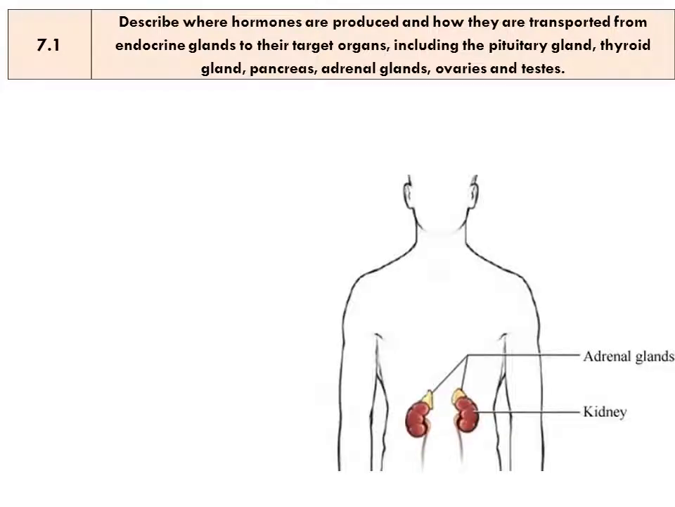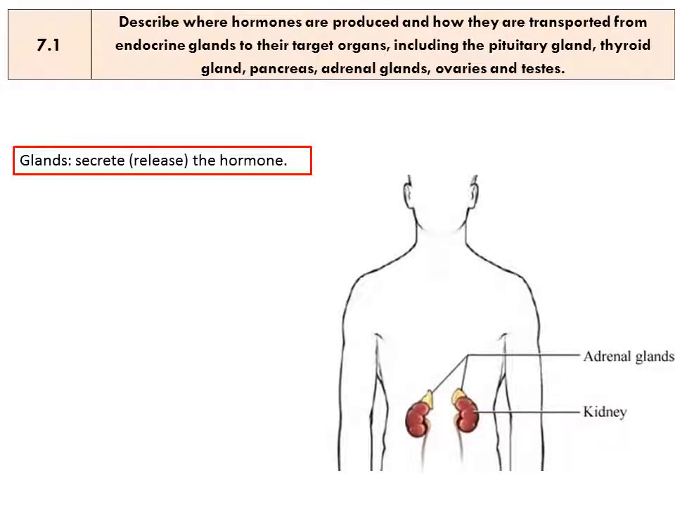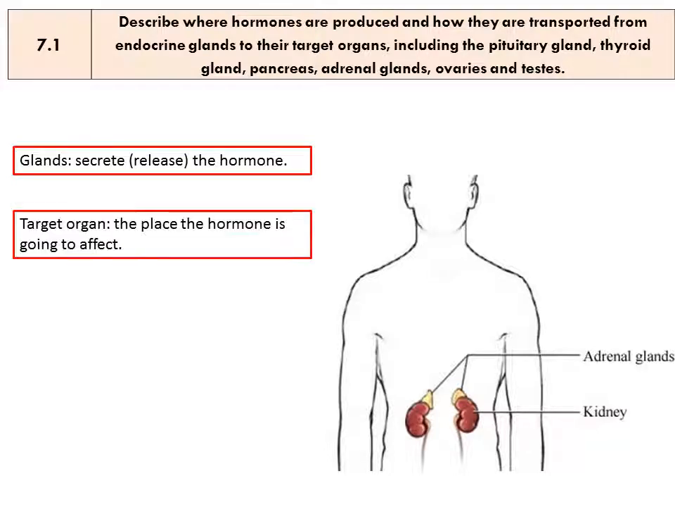Some key words for you that people fall down on. A gland simply means something that releases the hormone, and rather than saying release, in science we tend to say secrete, which means give into the bloodstream. The target organ is the place the hormone is going to affect. So what's going to be worked on by the hormone is the target organ.